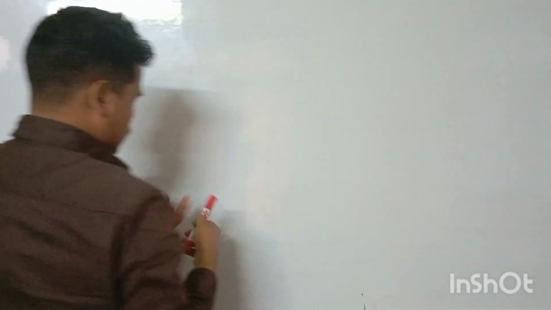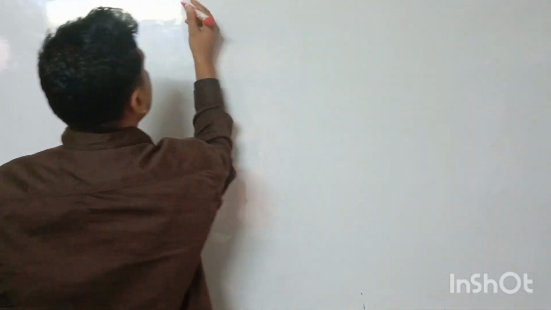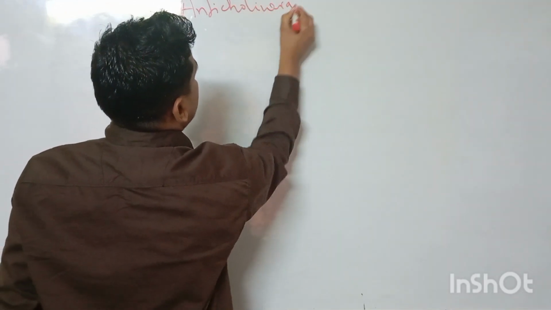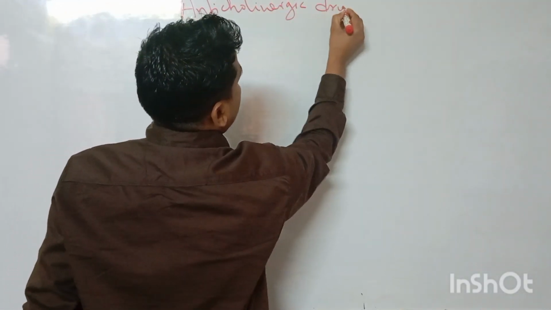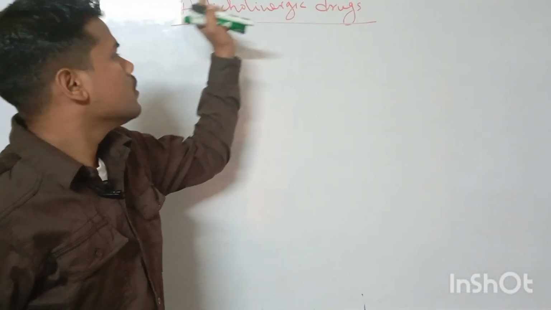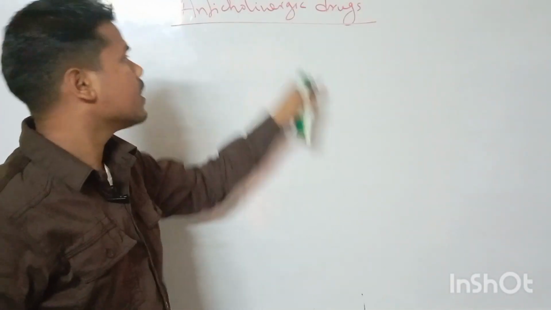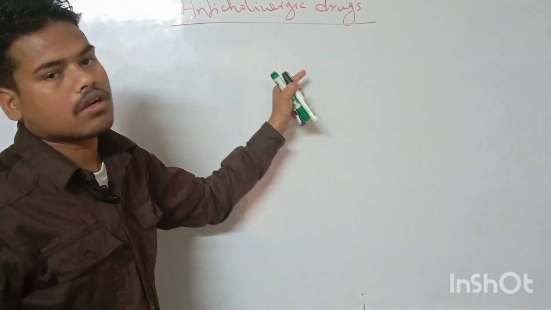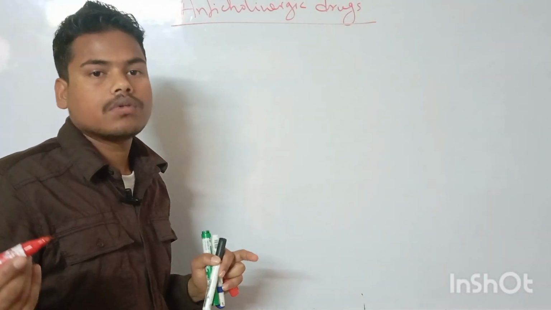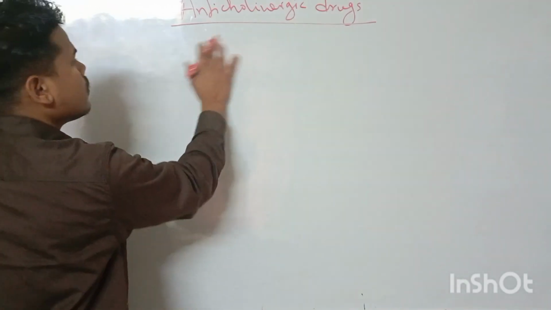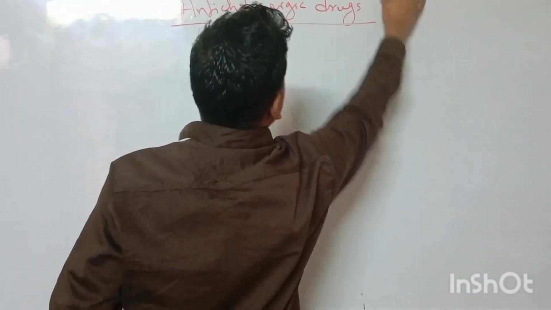So this is the classification of the anticholinergic drugs. Anticholinergic drugs means it lyses or antagonizes the actions of the cholinergic drugs, or the cholinergic action of the parasympathetic nervous system or neurotransmitter acetylcholine. This is the meaning of this name.